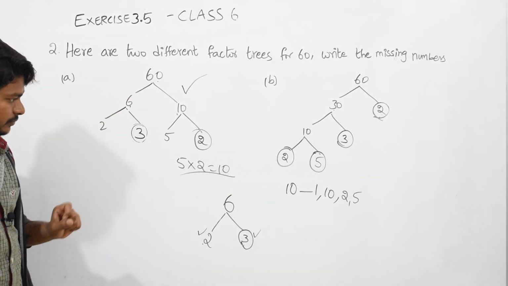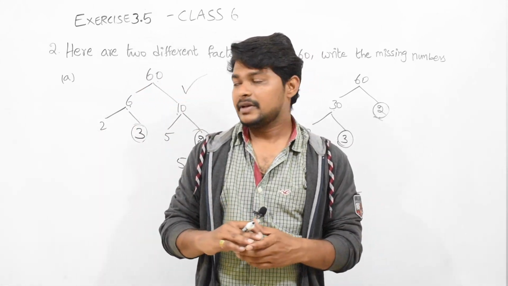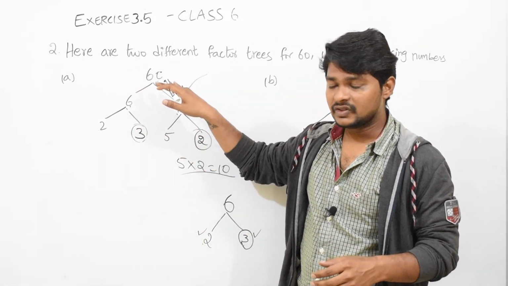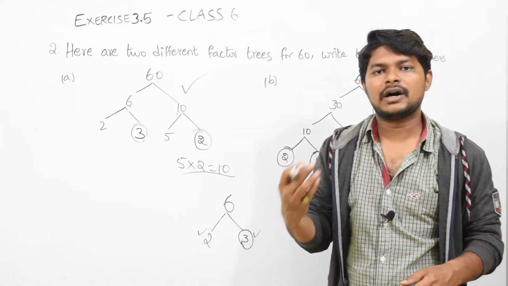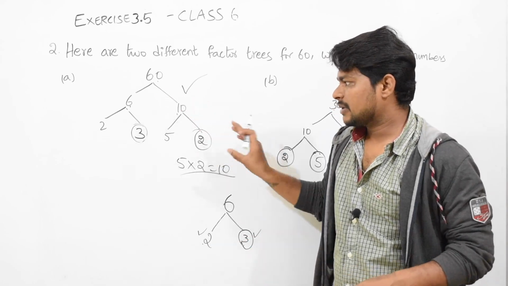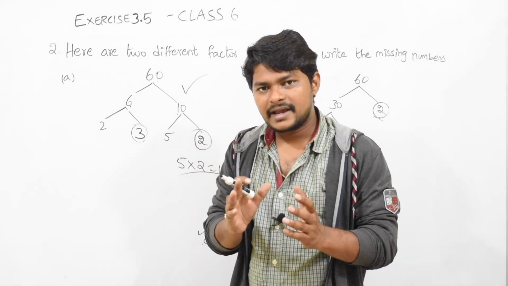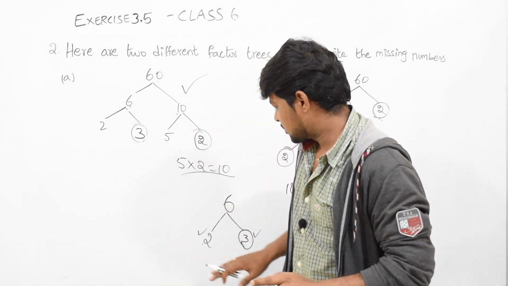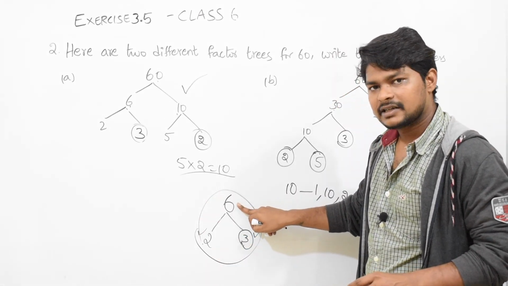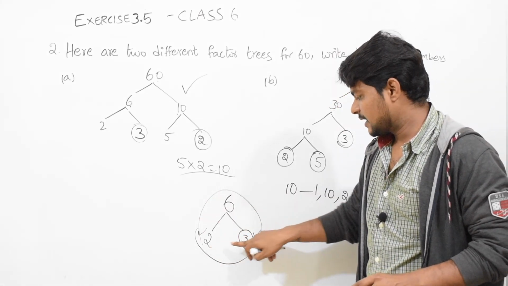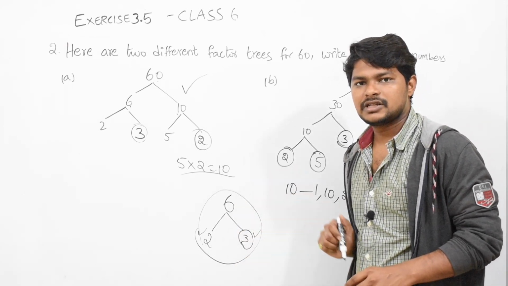Hope you understand the concept. In an exam, they may change this number. They will directly say two different factor trees for, instead of 60, they will give 100 or 120. They will give some numbers. You need to answer any number by holding the concept with you. Just remember this diagram. For getting 6, you need to multiply its factors, 2 into 3, that equals 6.